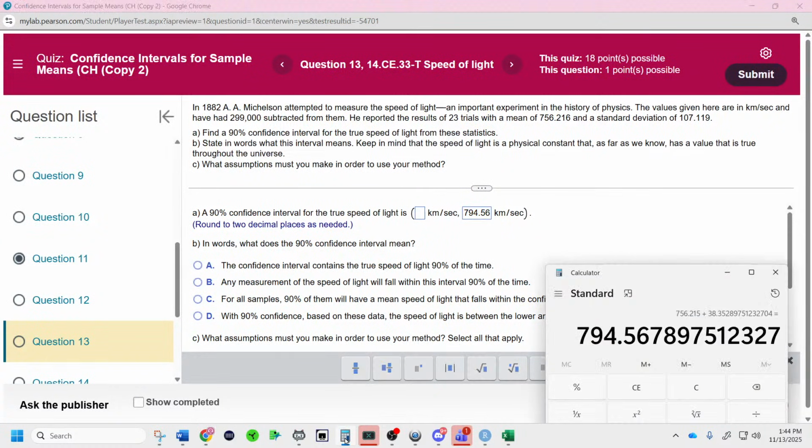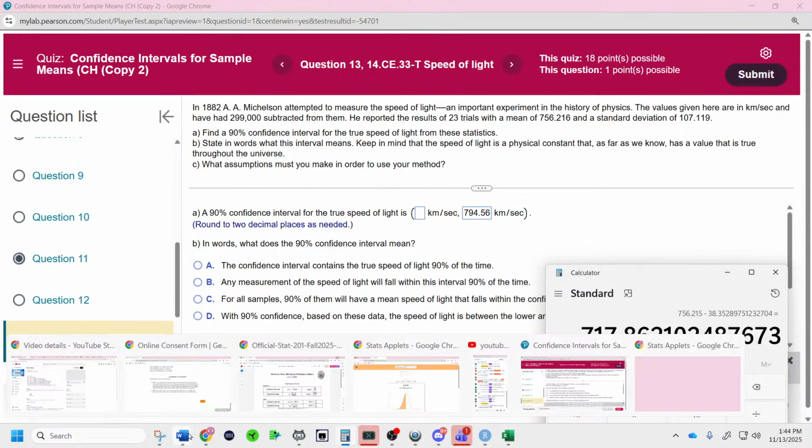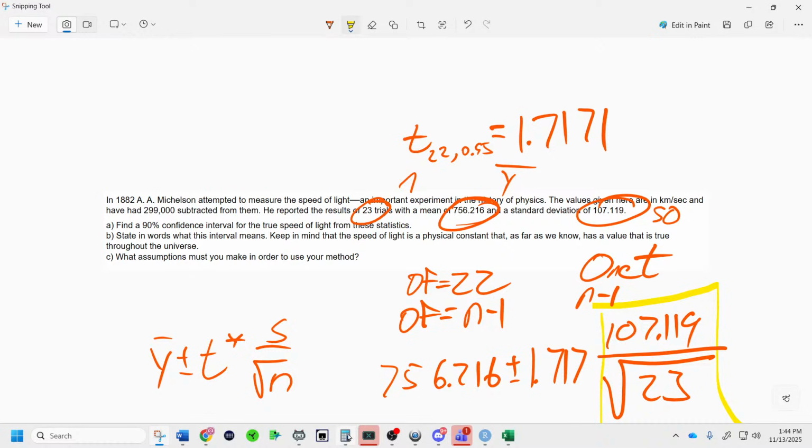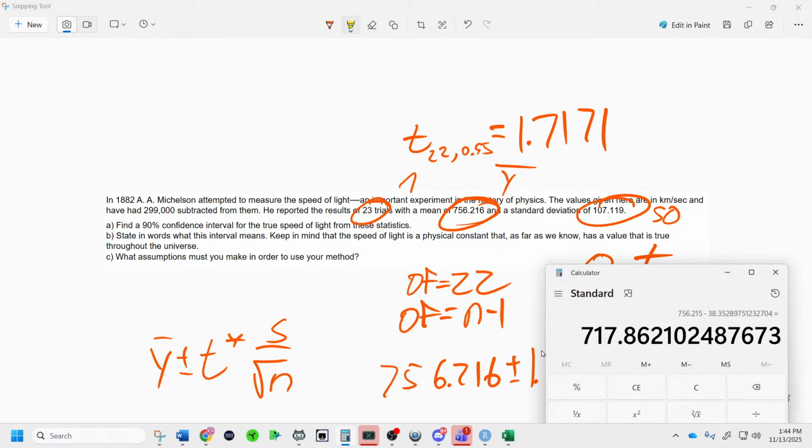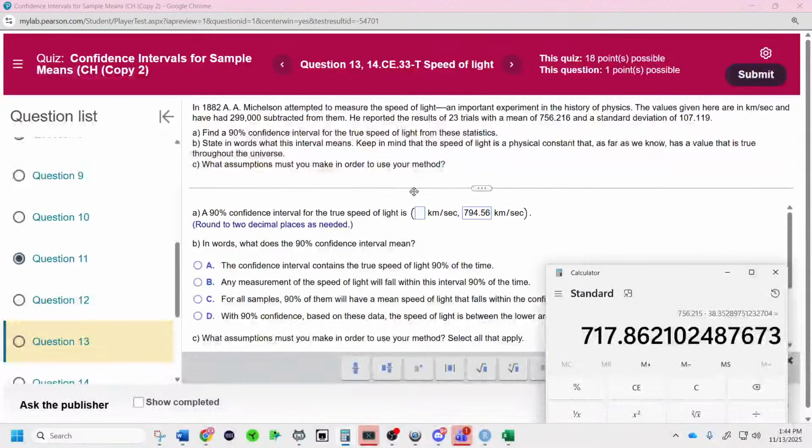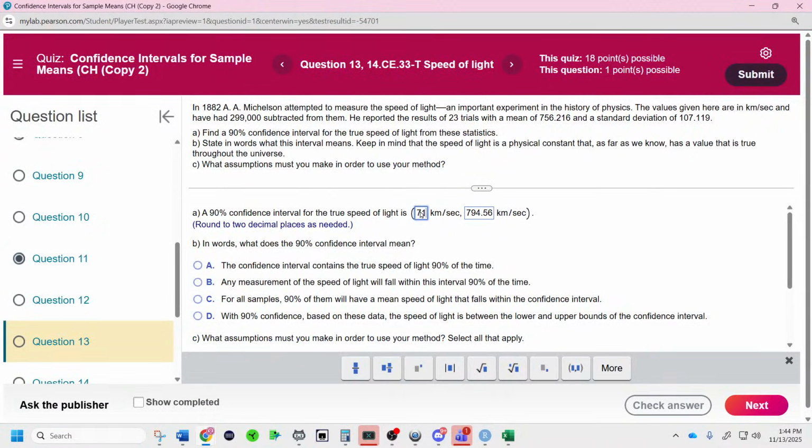And now we can subtract that number, and that brings us back to the mean, and the mean minus this. So all I did was subtract, 756 minus 38 or so. There it is. So 756 minus this value is the lower bound, 717.86. Let's make sure we got the decimals. There we go, 2 decimals, and I think you have to add on the 299, because it's saying the true speed of light. You have to add that back on. They really make that confusing.